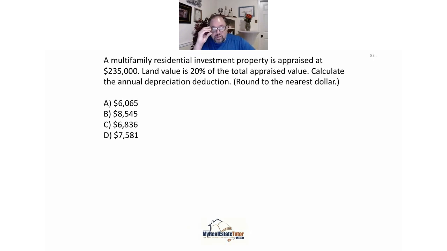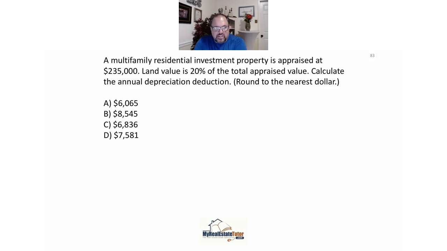All right, next question. A multifamily residential investment property is appraised at $235,000. The land value is 20% of the total appraised value. Calculate the annual depreciation deduction, round to the nearest dollar. Not looking for a total depreciation value or not even a value of the property. They want to know how much each year, hence the word annual depreciation deduction.